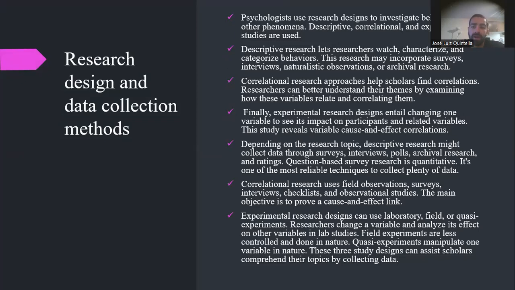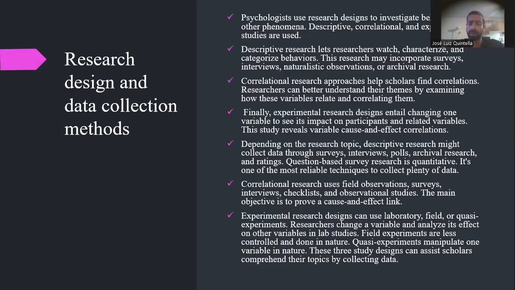The correlational research approach helps scholars find correlations. Researchers can better understand their topic by examining how these variables relate and correlate. Finally, experimental research designs change one variable to see its impact on participants and related variables. This study reviews variable cause and effect relationships.